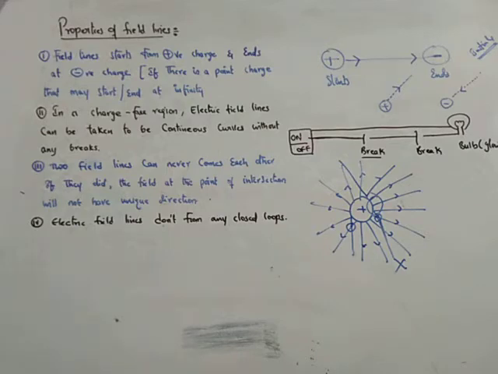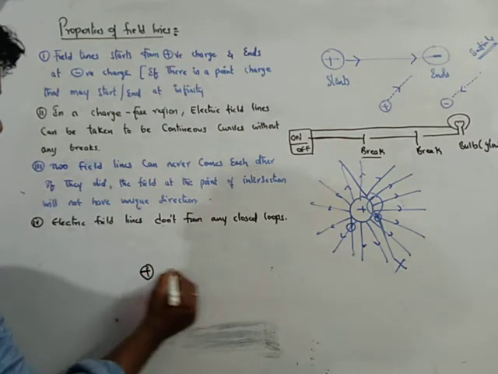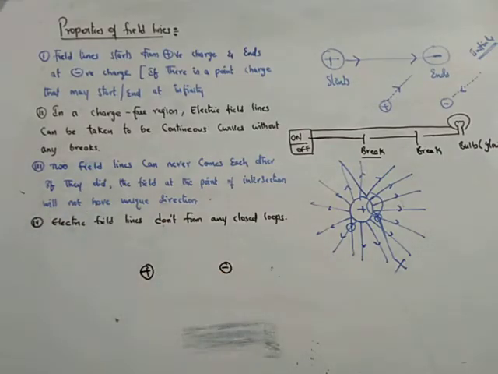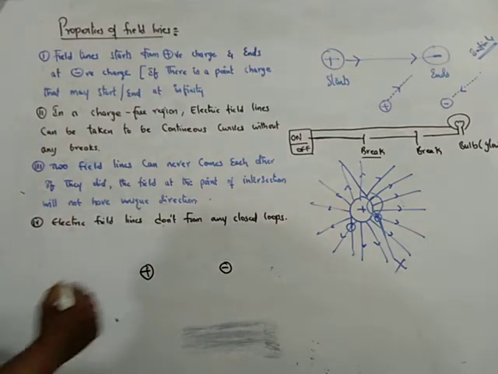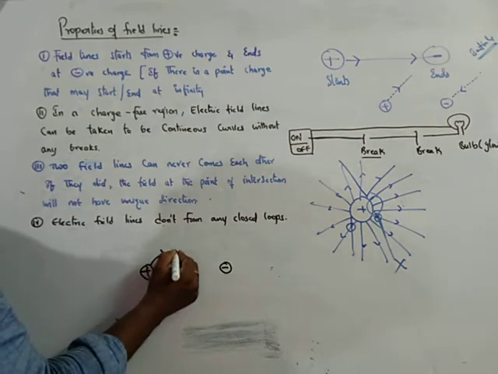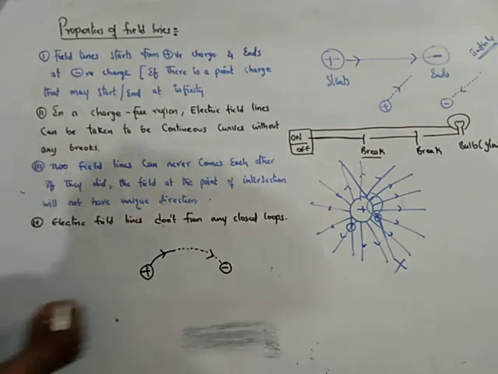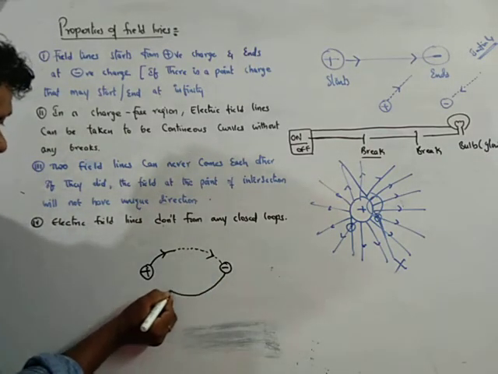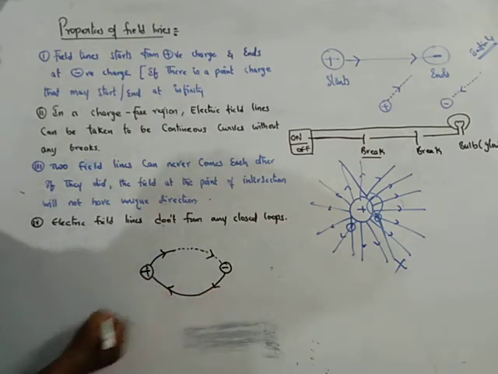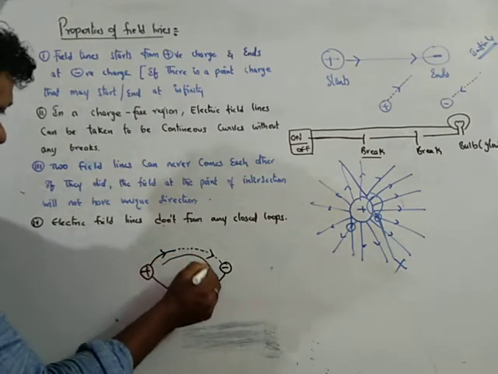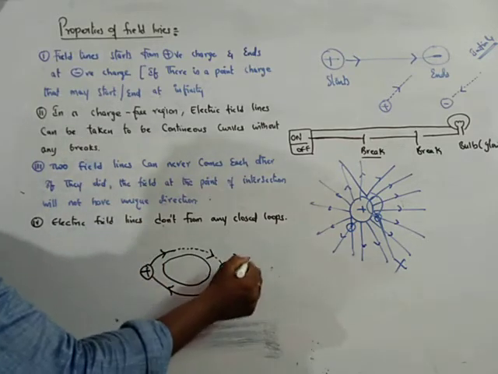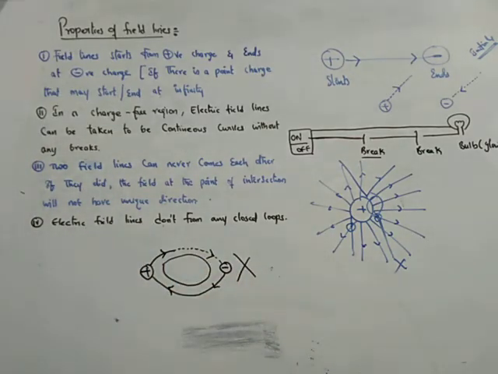And fourth point, the electric field lines do not form any closed loop. For example, if you consider we have a positive charge and a negative charge, according to the first point, it always starts from positive and ends at negative. So there are no field lines which start from negative and end at positive. Whenever we consider this, it will be like a closed loop. This type of field line also won't exist. So here we have a clear-cut concept of field lines.